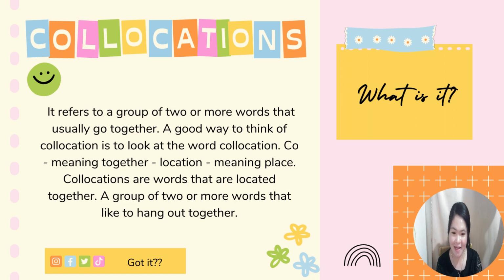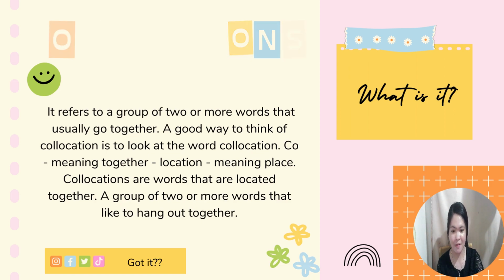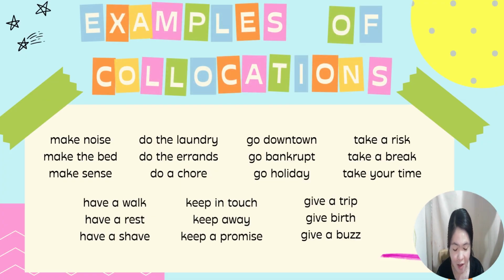Yes, you're correct. Yes, you're all correct. So actually, it refers to a group of two or more words that usually go together. It's a good way to think about it: co meaning together and location meaning place. So when two words are together, they usually complement each other. They usually hang out together. It's like two or more words that are best friends or close friends because they hang out together. So they work together. So we have here some examples of collocations. Actually, there are lots of them, but I just cited a few here.